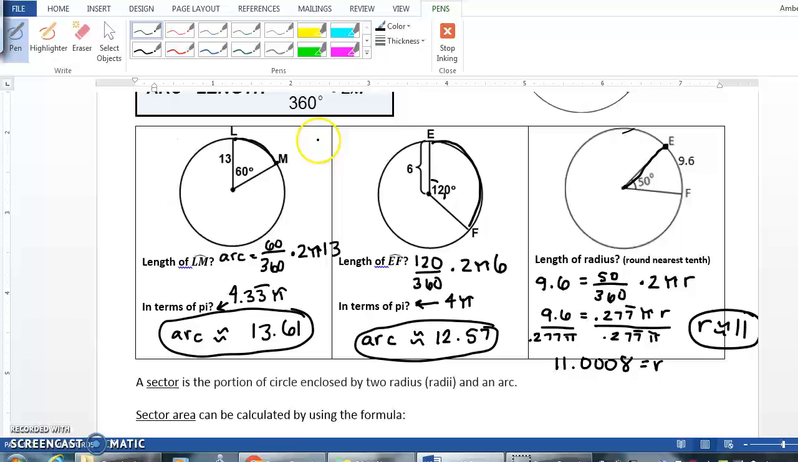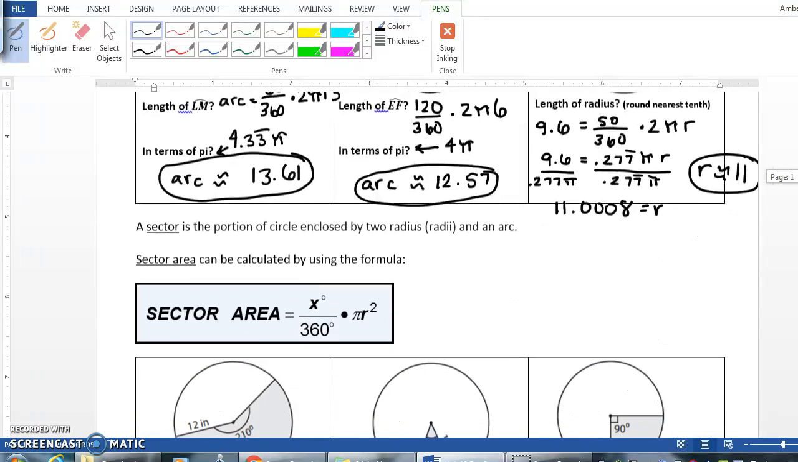Okay, so if we're looking for the arc length, we can do it like this. If we're looking for any of the other variables, we can do it like that. We're just solving for what's missing.